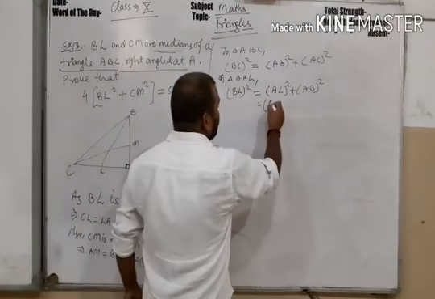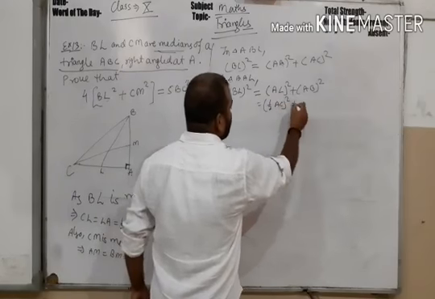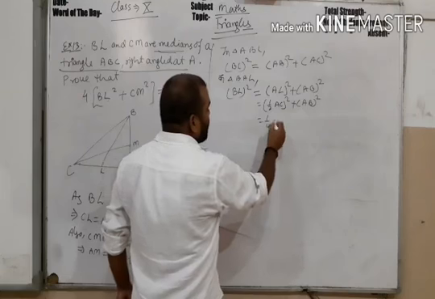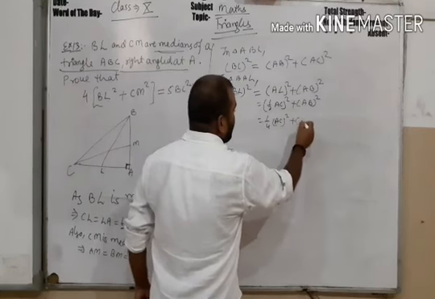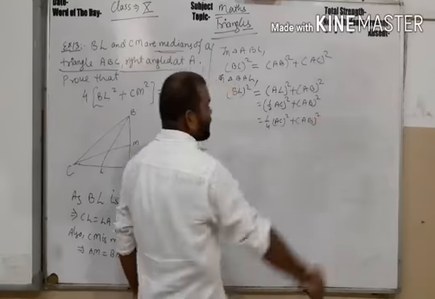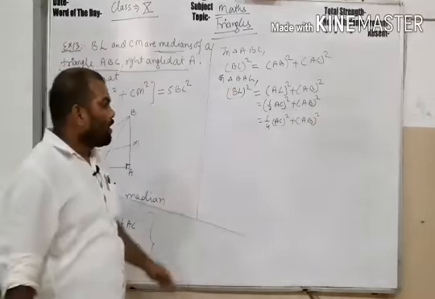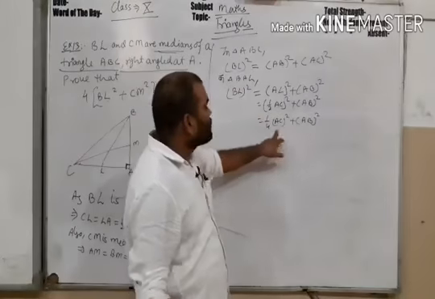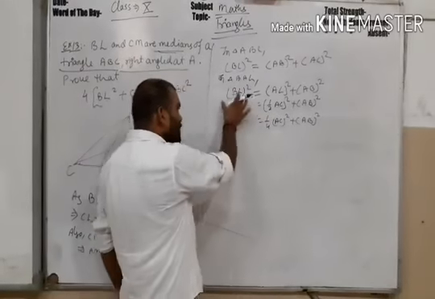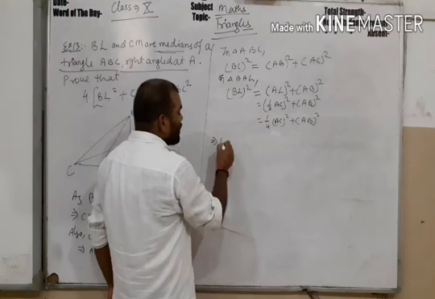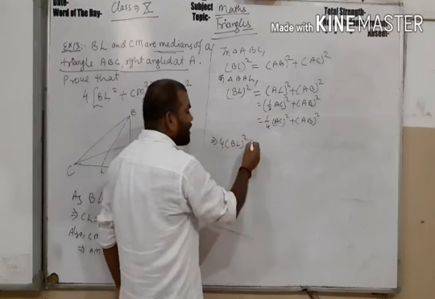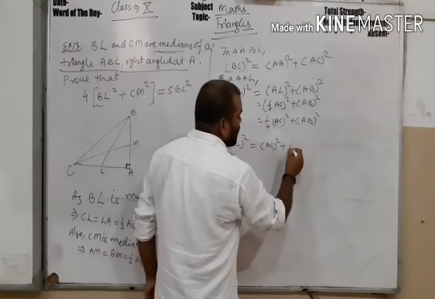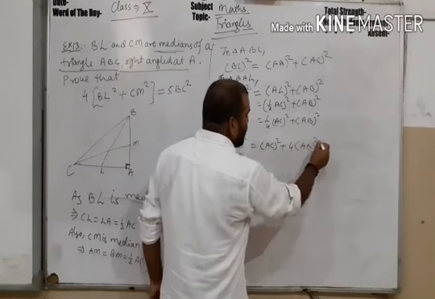Now LA or KL can be replaced with half of AC. So this can be written as the square of half of AC plus the square of AB, which becomes 1 by 4 times the square of AC plus the square of AB. Now here the denominator is 4, so we will multiply each term by 4. If you multiply this term by 4, this becomes 4 times the square of BL. This 4 is cancelled, this becomes the square of AC, and this becomes 4 times the square of AB.